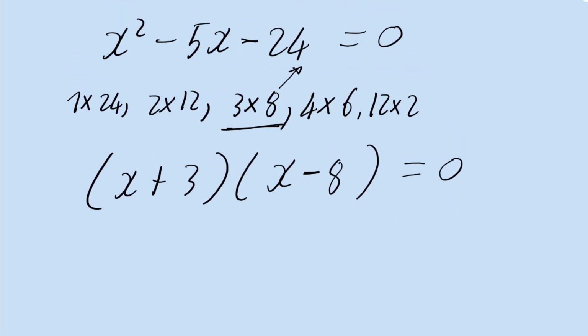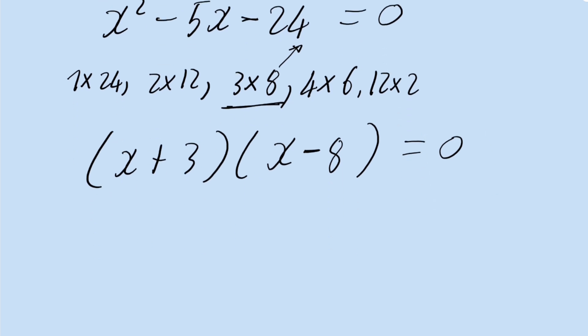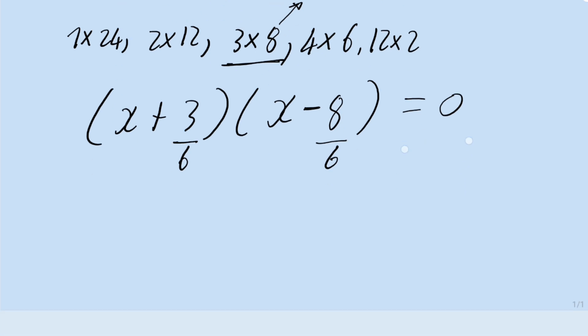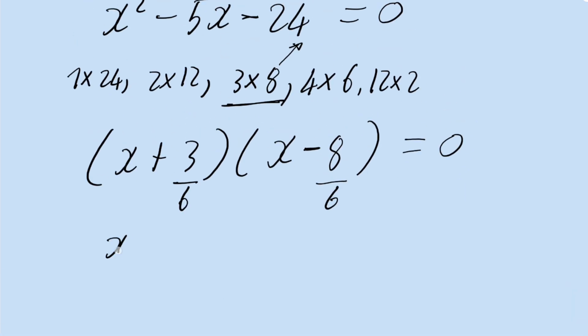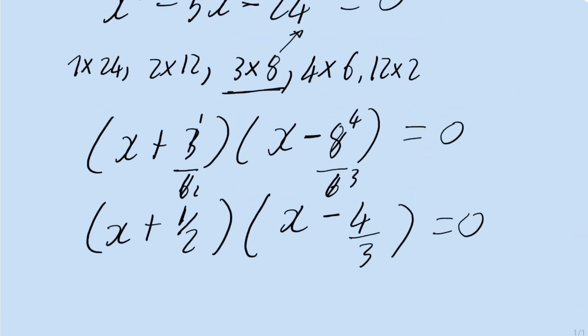The next step now, remember that we multiplied from the onset by 6. So we're going to divide this 3 by 6 and this 8 by 6. So I'll divide them by 6. Our equation becomes x plus 3 over 6, which becomes 1 on 2, bracket open, x minus 8 over 6, which goes 4 on 3, which is equal to 0.